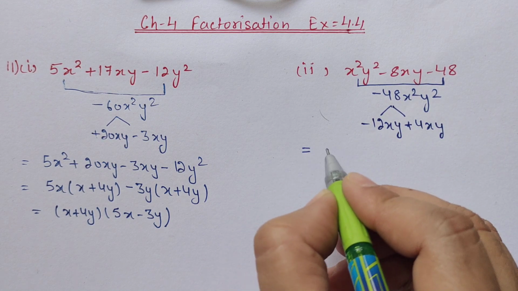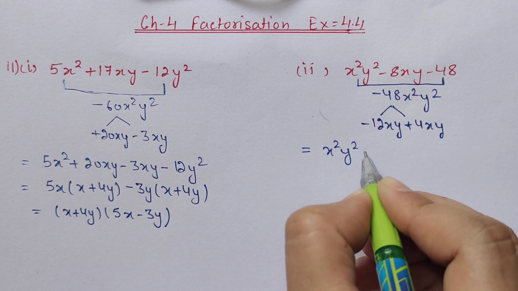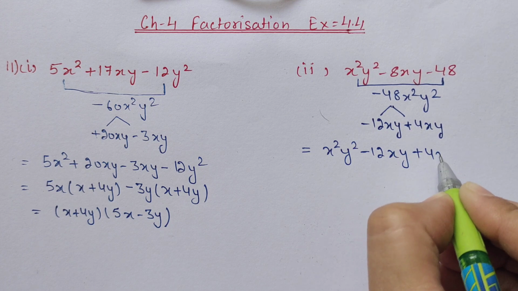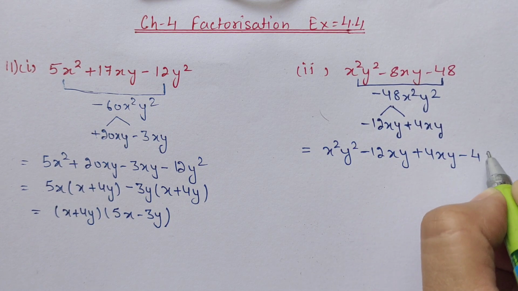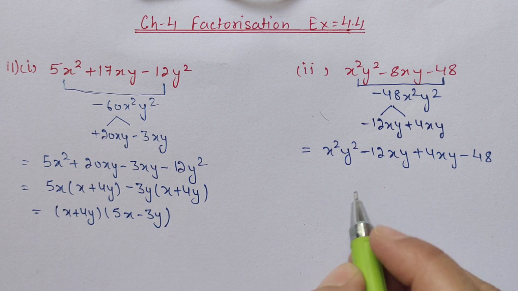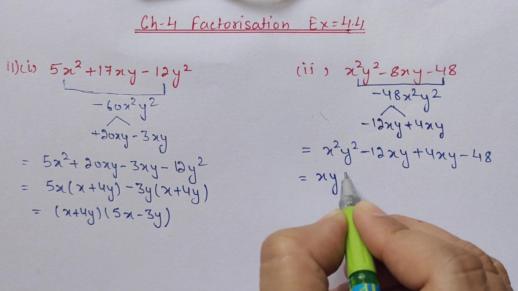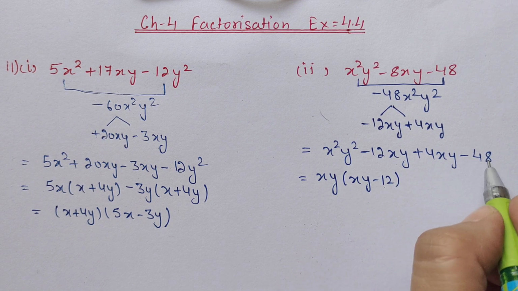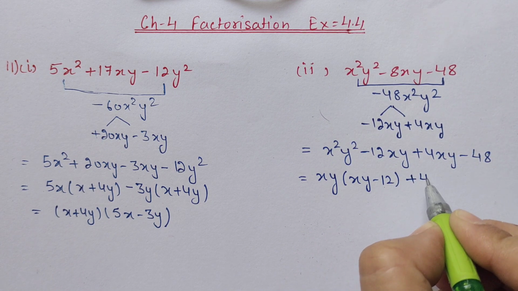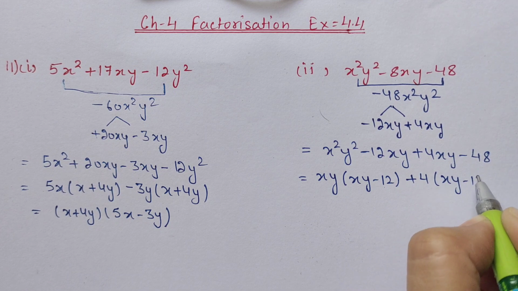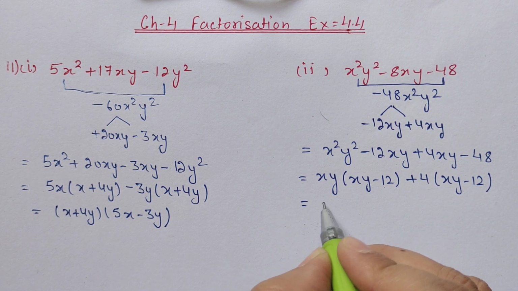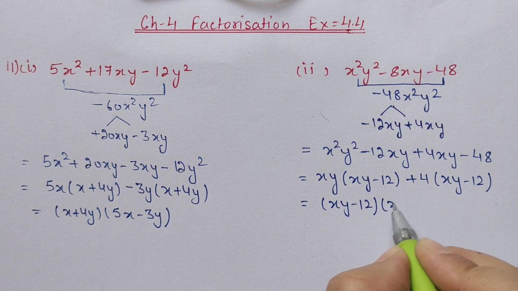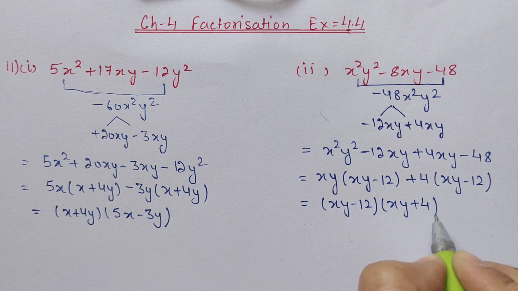Now replace with the middle term: x square y square minus 12xy plus 4xy minus 48. From the first two, xy we can take out common, inside the bracket xy minus 12. From the last two, 4 we can take out common, inside the bracket xy minus 12. Xy minus 12 we can take out common, and another bracket will be xy plus 4.